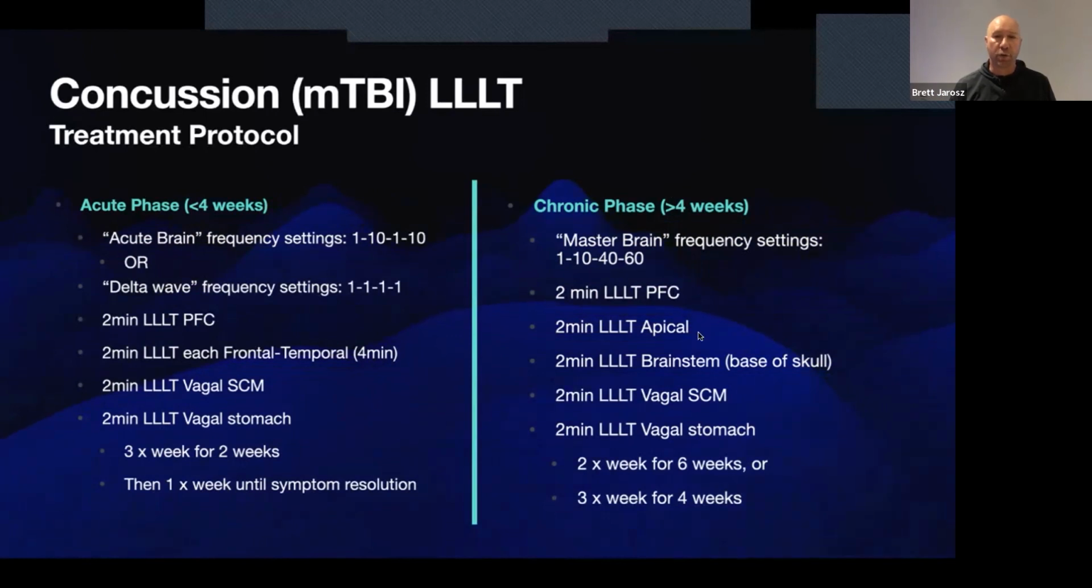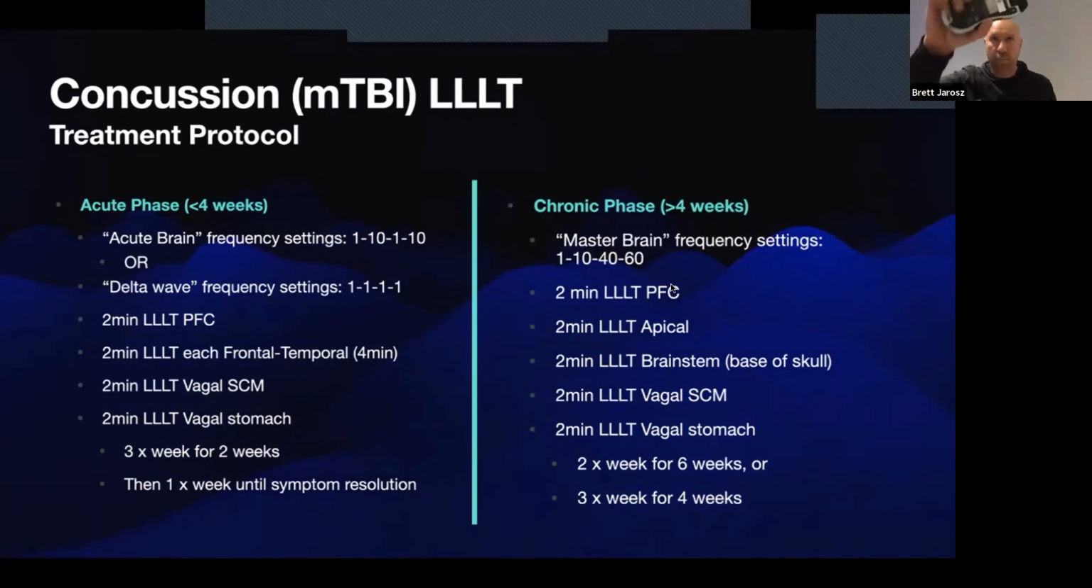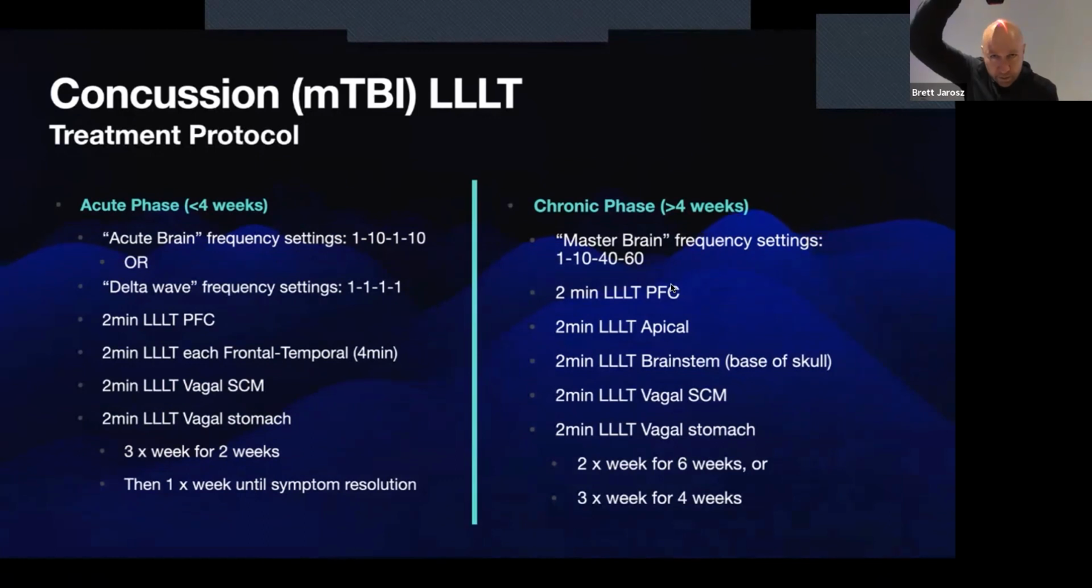But then the chronic phase, so people that have had symptoms for longer than 4 weeks, we go back to our master brain setting. We've got prefrontal cortex, 2 minutes there, point and shoot. Simple at the front. 2 minutes apical, 2 minutes brainstem, base of the skull. Then I've got vagus, vagal stomach. Now, anything that's chronic, we're going for about 10 to 12 treatments. But again, we want to see changes occurring in about 4 to 6 treatments objectively.